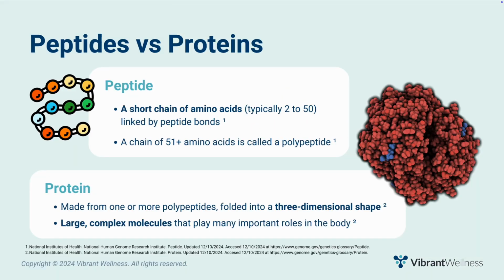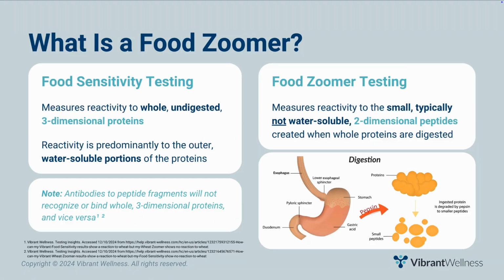Peptides are short chains of amino acids, typically 2 to 50 of them, linked together by peptide bonds. Note, a chain of 51 or more amino acids is called a polypeptide. In contrast, proteins are made from one or more polypeptides folded into three-dimensional shape. These large, complex molecules play many important roles in the body, from red blood cells to enzymes to muscle cells.